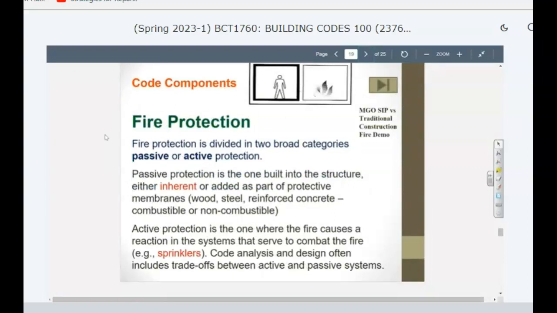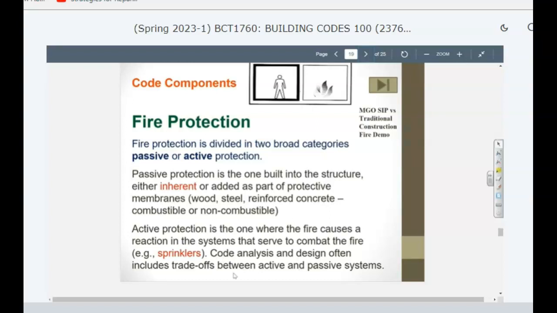Fire protection is divided into two categories. There's passive or active. Passive protection is one built into the structure, which means the materials, the walls, the protective membranes, the wood, steel, reinforced concrete, combustible or non-combustible, all the things that we do to seal and improve the material. Active protection is one where the fire causes a reaction in the sprinkler systems that serve to combat the fire. And these are sprinklers. Also, doors that might open and shut are good.